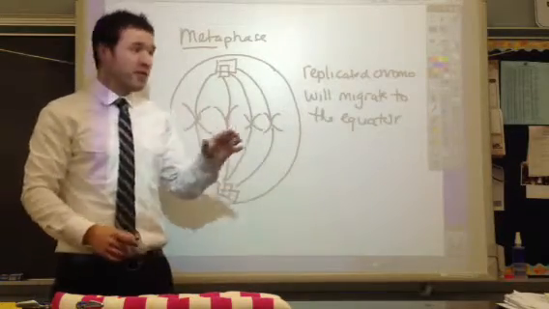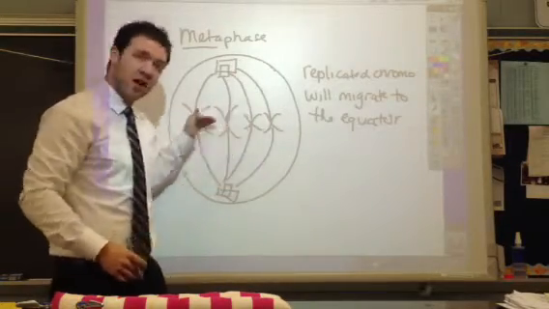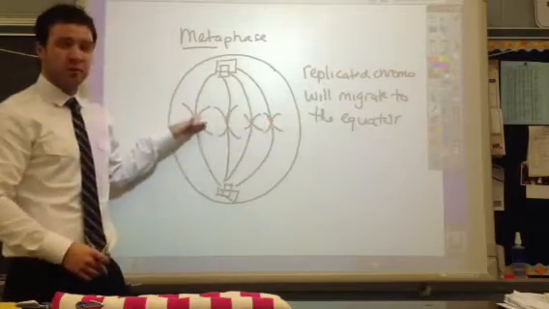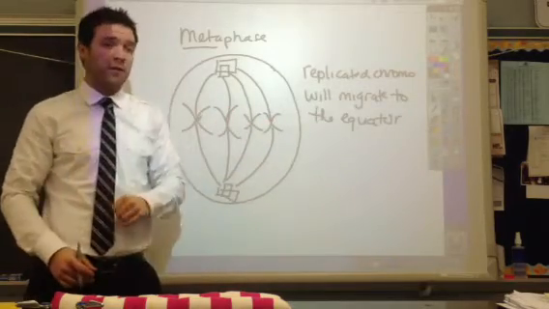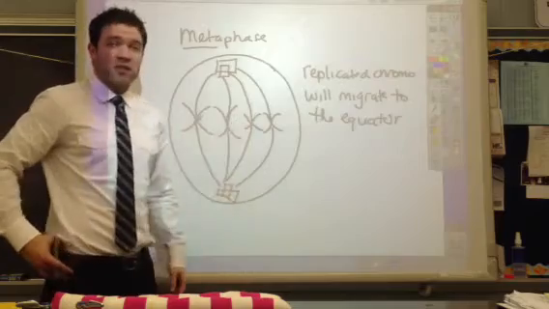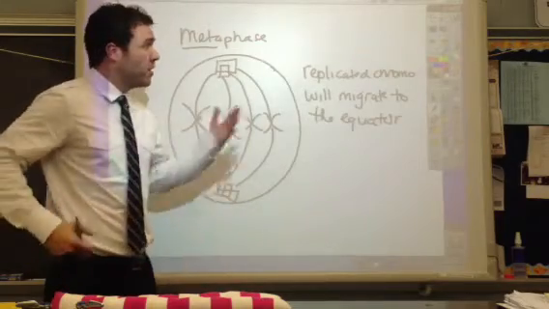If this were a human cell, there would be 46 of these across the equator. I don't have that much room. I'm keeping consistent with 4 replicated chromosomes. That's all you need to know. Metaphase is that simple.